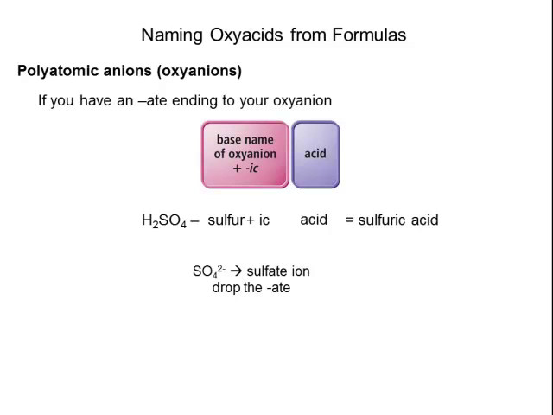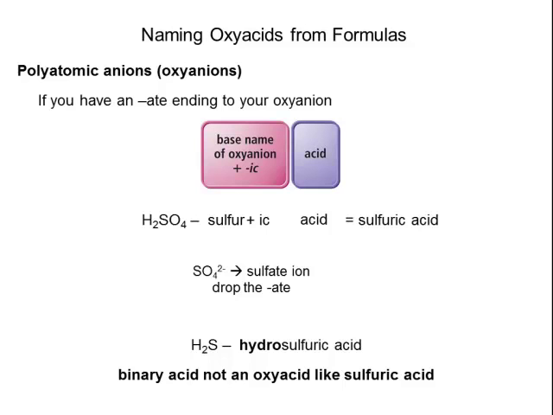Now, this is sulfuric acid. Don't confuse that with hydrosulfuric acid. Hydrosulfuric acid is a binary acid, not an oxyacid like sulfuric acid. So if you notice a difference between these two, I have H2SO4 as sulfuric acid, H2S is hydrosulfuric acid. That hydro means I'm dealing with the monoatomic ion. When I just have the ic ending, that means I'm dealing with the ate form of the oxyanion. So don't get those confused.